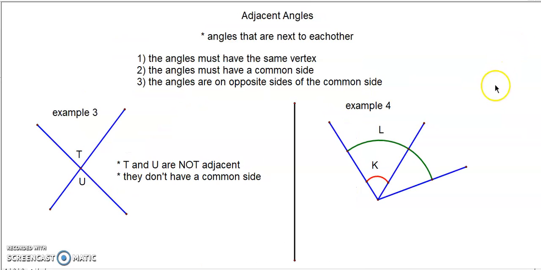Now let's look at example 4 here. Angle K is this little red angle over here, and angle L is this whole thing from here to here, this green angle. So let's see if these are adjacent. Let's try the criteria. The angles must have the same vertex. So the vertex for angle K is this right here. This makes up the angle K. But it's also the same for angle L. They have the same vertex.